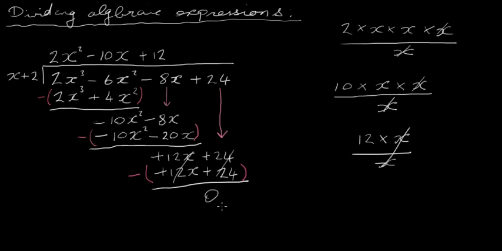And that's it really. We've divided x plus 2 into 2x cubed minus 6x squared minus 8x plus 24, and our answer is 2x squared minus 10x plus 12. It divides in, this divides into our cubic expression evenly because we got a 0 remainder. And this is our answer here. We divided a linear expression into a cubic expression, and we got a quadratic expression as our answer with 0 remainder. And that's it really.